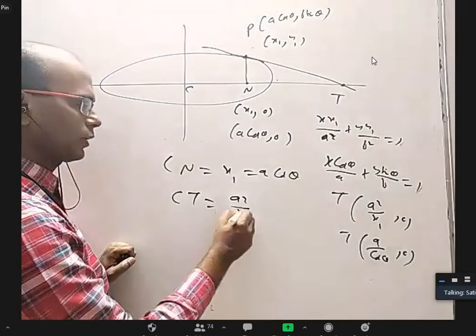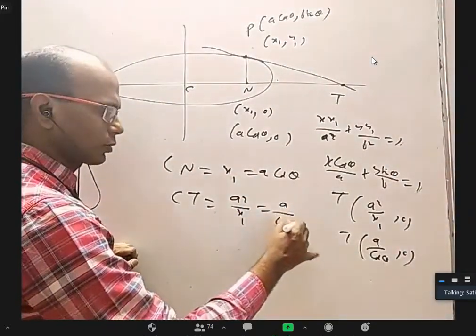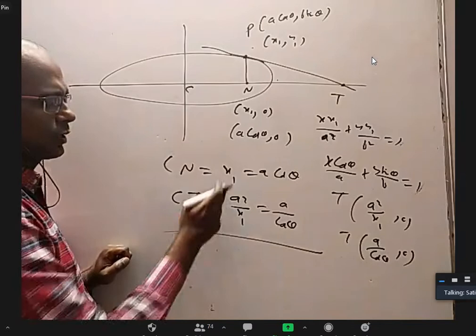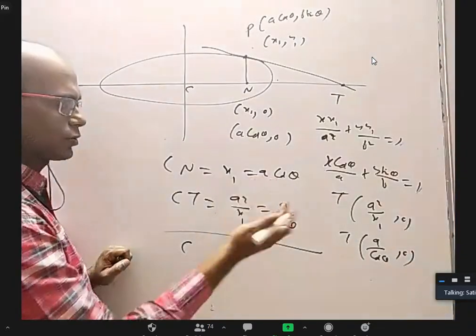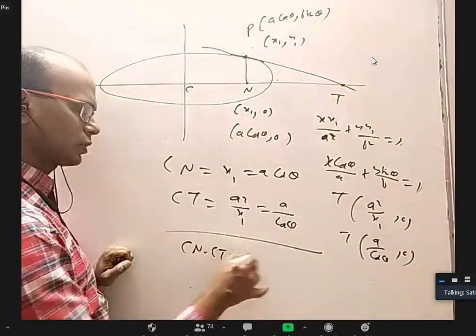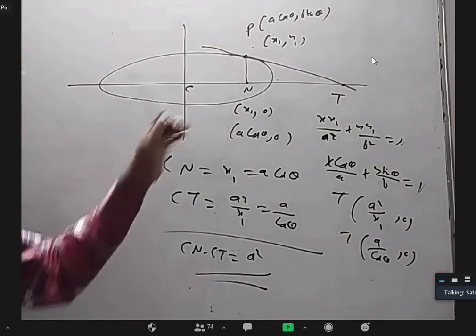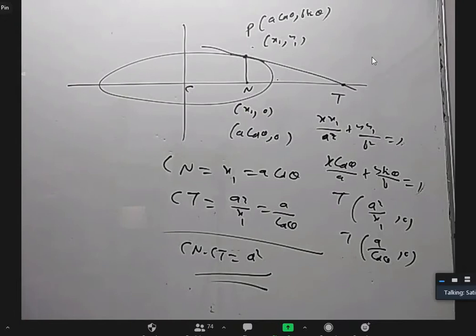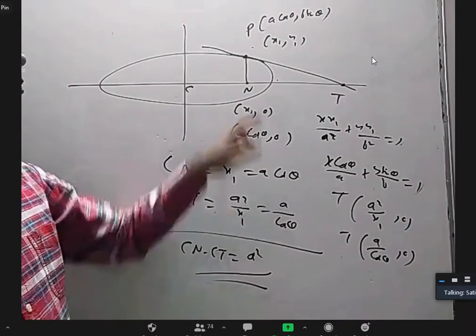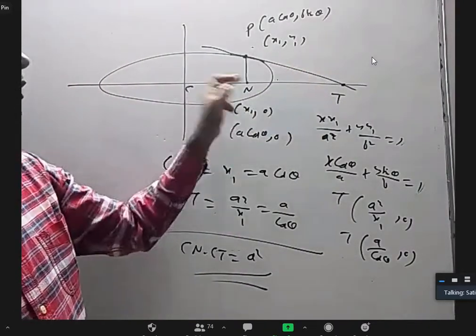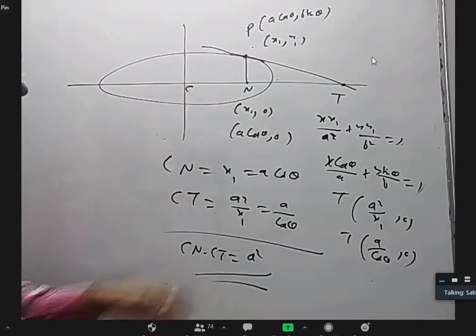You can write a square by x1 or a by cos theta. Multiply these two, x1 will get cancelled. Or multiply these two, cos theta will cancel. CN into CT is a square. So you can do it in terms of x1, y1, or in terms of parametric form, doesn't matter. The question is not at all difficult. Simply take some point, find point T, point N, find CN length, find CT length, and multiply.